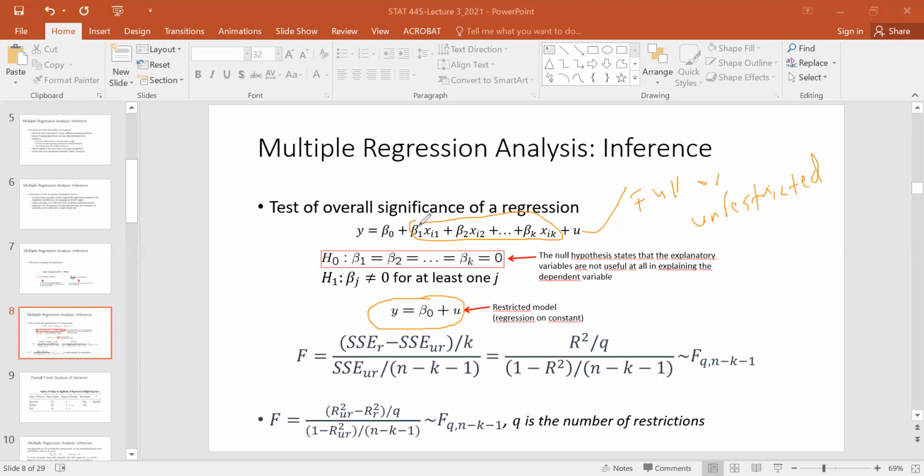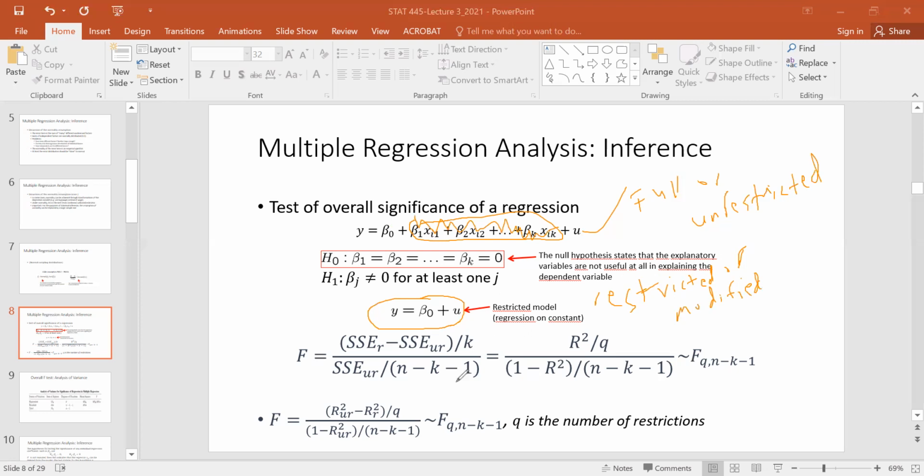In other words, all these have been set to 0, and therefore we are left with Y equals beta 0 plus U. It is the restricted model. Of course, look at how it looks smaller. It's restricted. Another name is what? Modified. You must know the difference.